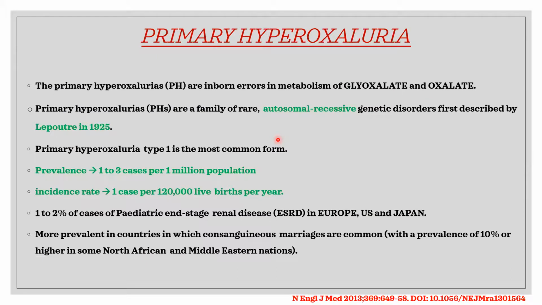Coming to primary hyperoxaluria, these are inborn errors in metabolism of glyoxylate and oxalate. These are rare autosomal recessive disorders, first described by Lepoutre in 1925. Primary type 1 is the most common form. Prevalence is around 1 to 3 cases per million population, and incidence is 1 case per 120 live births per year. 1 to 2% of cases of pediatric end-stage renal disease are primary hyperoxaluria in Europe, US, and Japan. But this prevalence is more in countries with consanguineous marriages like North African and Middle Eastern nations. It might be up to 10%.